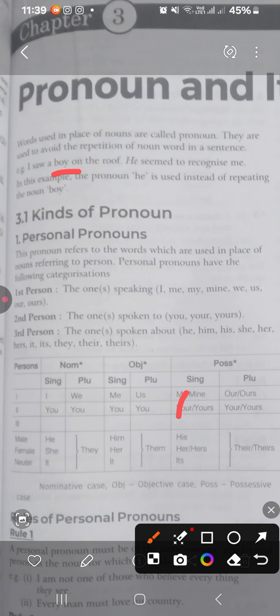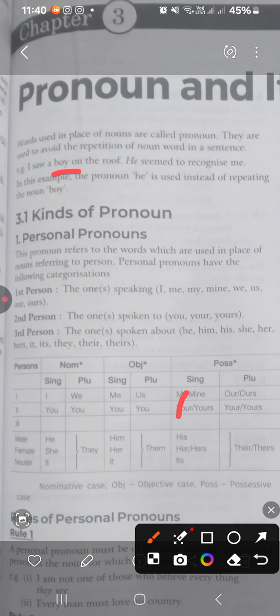Pronouns refer to words which are used in place of nouns referring to a person. Personal pronouns have the following categorization. At first we are going to study personal pronouns. Personal pronouns are of three types: first person, second person, and third person. In first person, the one speaking is called first person, just like I, me, my, mine, we, us, our, ours, in different cases. All are first persons.